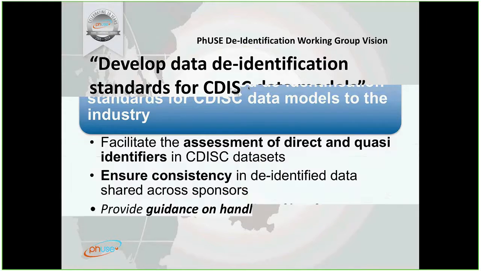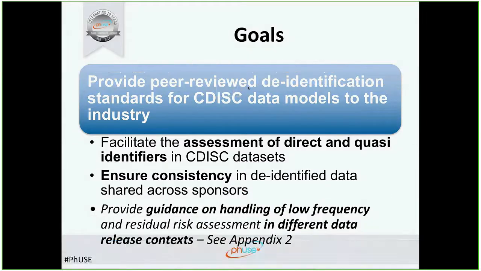So again, the goal is really to facilitate the assessment of direct identifiers, hopefully to help companies to save time doing that, ensure consistency in the identified data shared across sponsors, and also we've been providing some guidance on handling of low frequency and residual risk assessment in different data release contexts, which is the appendix 2 of the standard that I also encourage you to read.